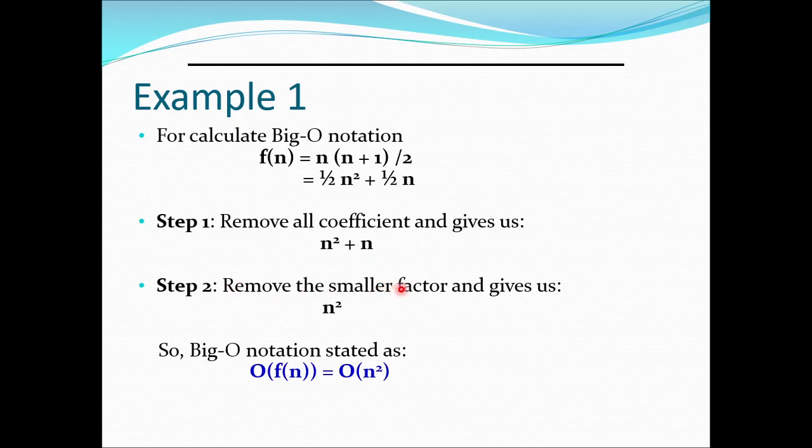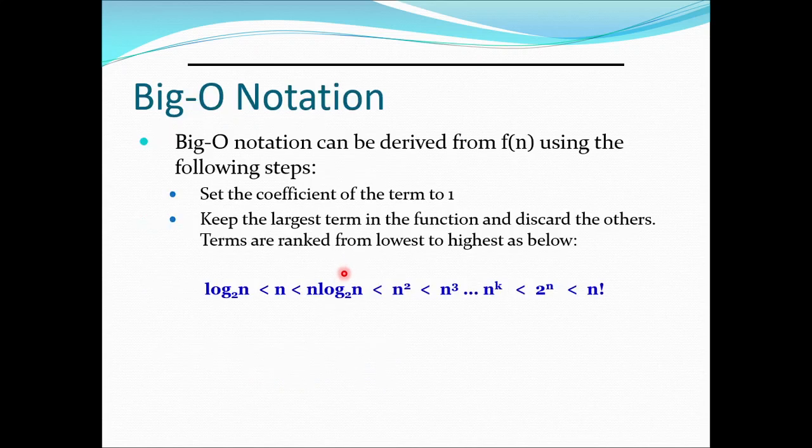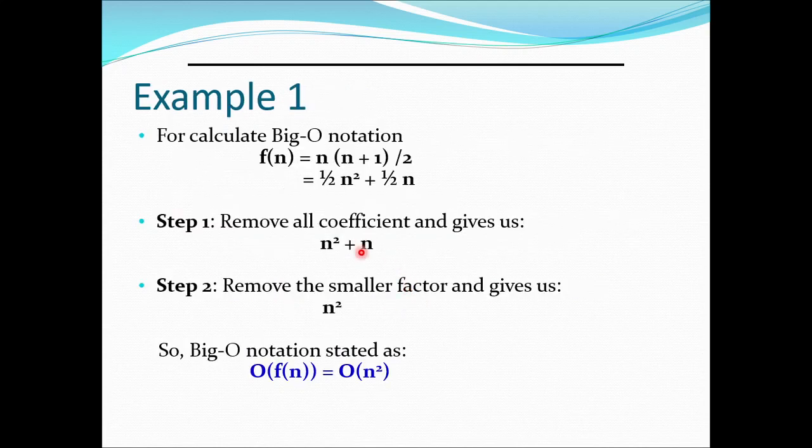Then go to step 2. We remove all the smaller terms. Remember that we have the ranking, so n is smaller than n squared, so we remove n, and that leaves us with n squared. So n squared will be the big O notation. Then we can write the big O notation like this: O for this function would be O of n squared. So we can say on the order of n squared.